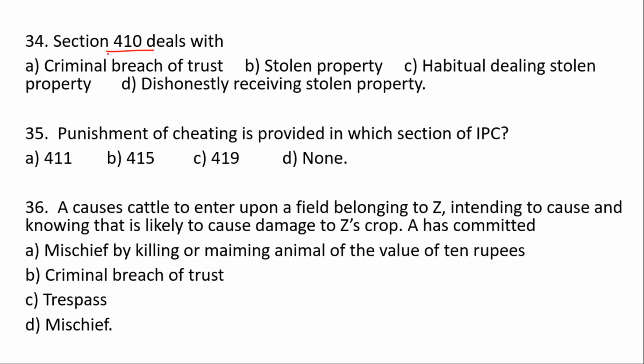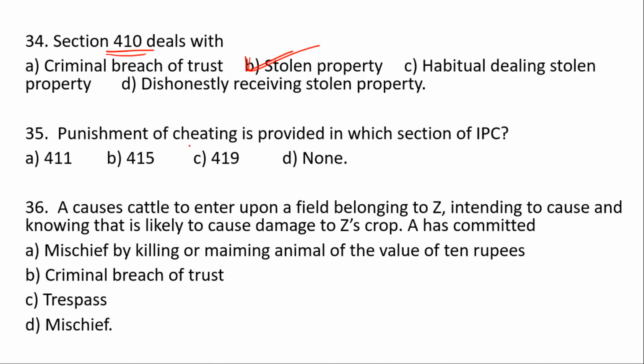34. 410 deals with stolen property. So under 410 it is said what comes under the words stolen property. Okay, the possession of property transferred by theft, robbery, extortion. Okay, if there is a question about property obtained by cheating, whether it comes under 410, no, so property obtained by cheating would not be stolen property. Okay, this is a stolen property question.